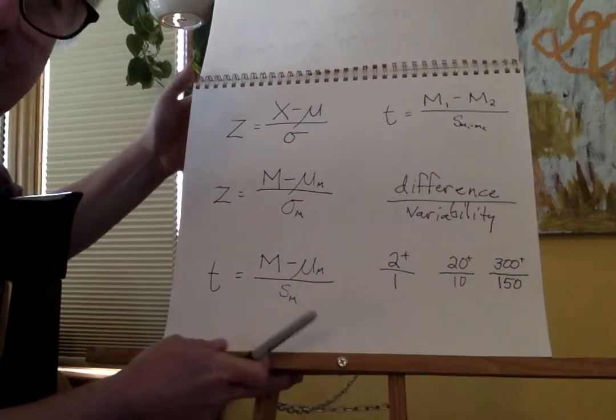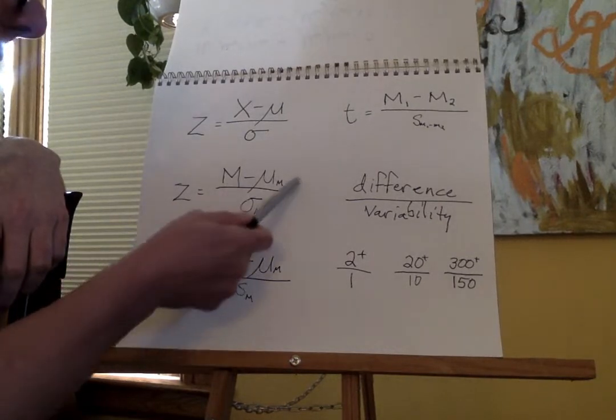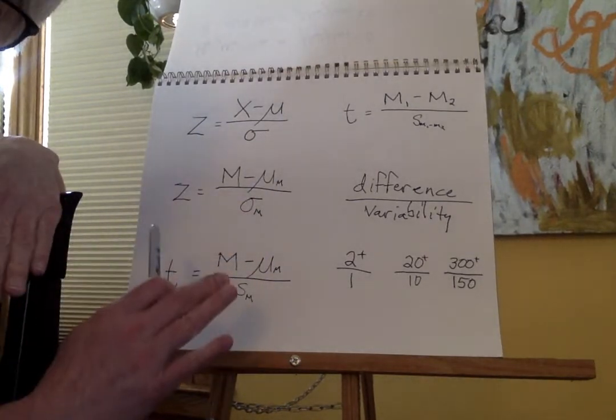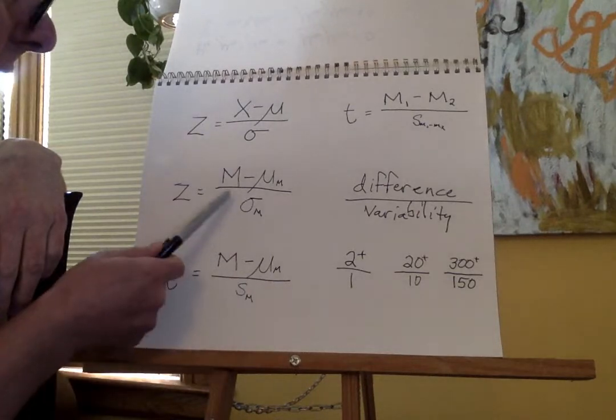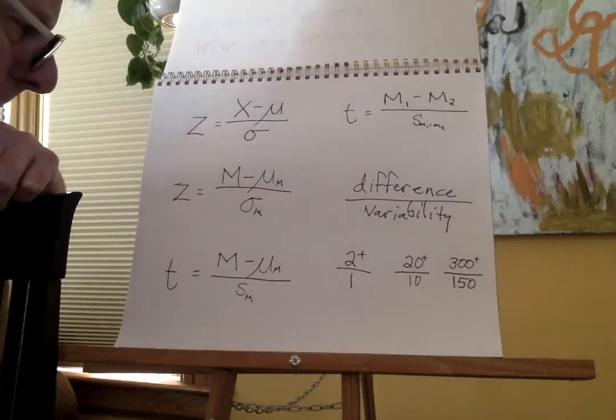And so we had, let me move this over a little bit, we had the mean for a sample compared to the mean of the sampling distribution, right? Then divided by the standard error. Again, this is difference over variability.